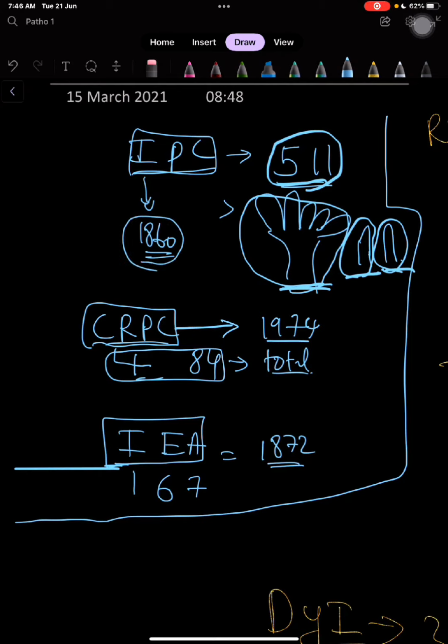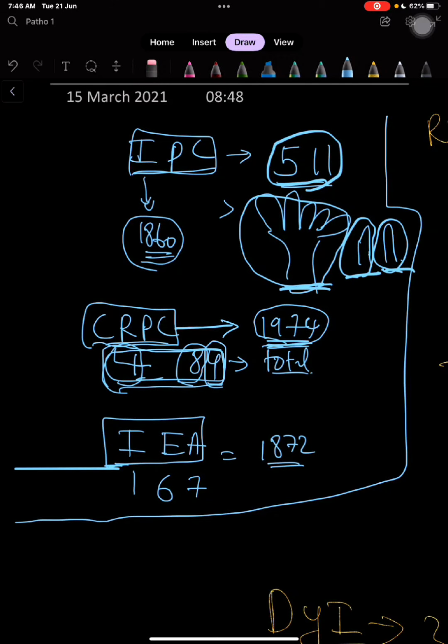Then we talk about CRPC. CRPC is a 4-letter word. So 4, double the time, 8, followed by 4. So CRPC has totally 484 articles, or the total number of CRPC codes is 484. Then I wanted you to know that it was coded in 1974. So these are some numbers I wanted you to remember.